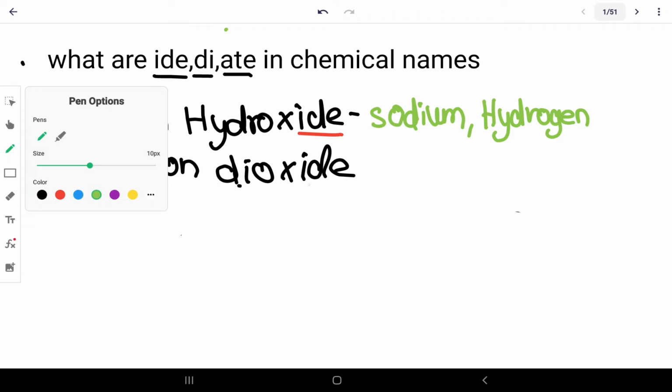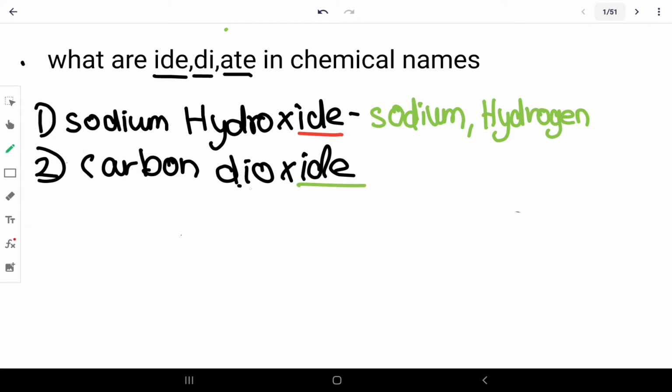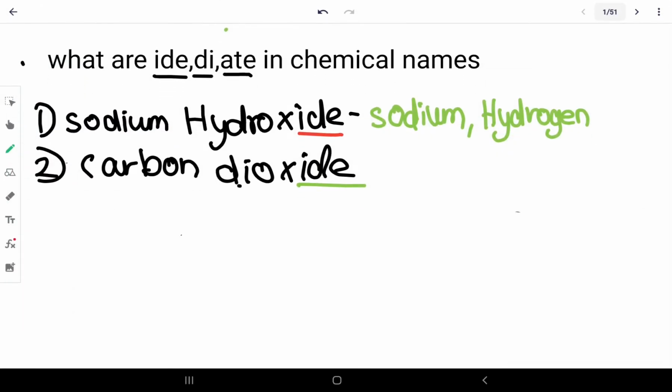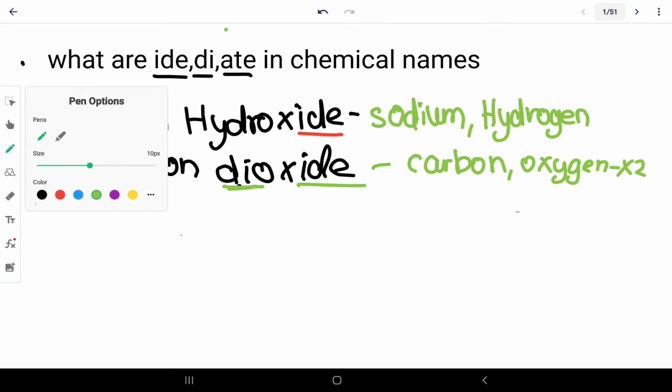Again you can see that it is IDE because there are two elements present in oxide, so it would be oxygen. Okay, so there are two oxygens in it. So what would it be? It would be carbon and oxygen, but oxygen is times 2. Oxygen is 2 times as it is said by the prefix di. So now let's move on to ATE.